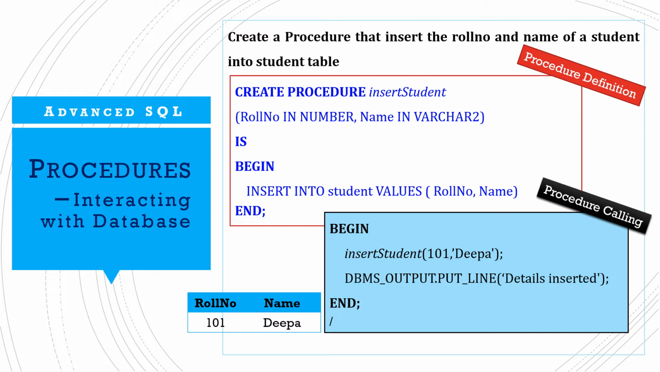Then, while calling this procedure, we have to pass two values. Okay, so the procedure name is insert student. As the arguments, we are passing the roll number as 101, and the string Deepa is passed as the name. Okay, so we are going to insert these records into the student table. For that, we are just calling the procedure name insert student 101 comma Deepa.